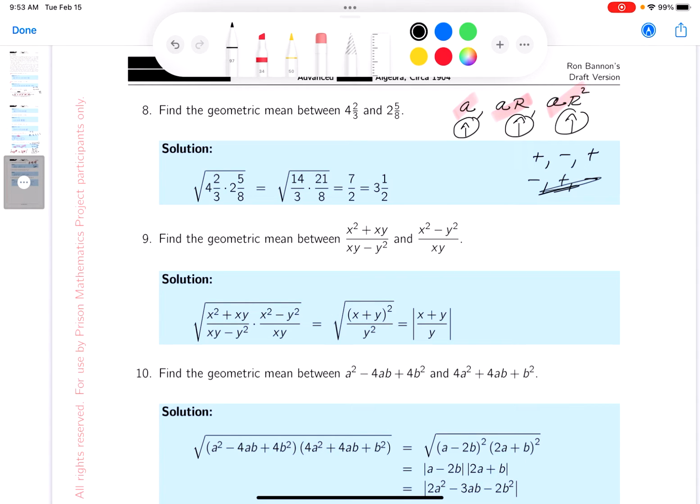But now the question becomes, what are they asking for me to do here? Well, they're asking me to come up with the middle term. All right? So they call that the geometric mean. So if I were to write this down, it's really 4 and 2/3, there's some term over here, and 2 and 5/8. This term in the middle is the geometric mean.